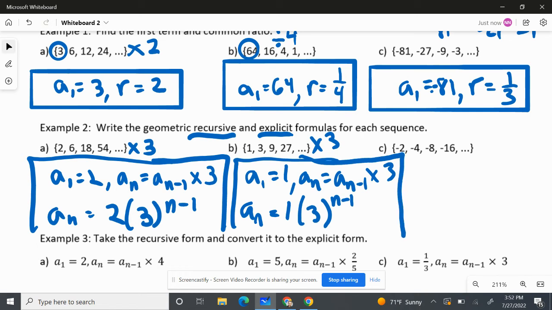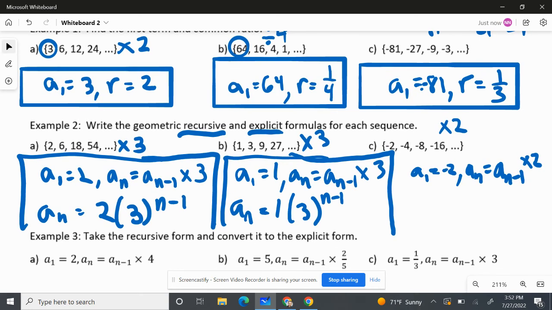Pause the video and try the next one. So notice that with this one right here, we're timesing it by 2. So what we have is our a sub 1 equals negative 2. A sub n equals a sub n minus 1, and we times it by 2. Then for our explicit, a sub n equals negative 2 times 2, and then we have n minus 1.